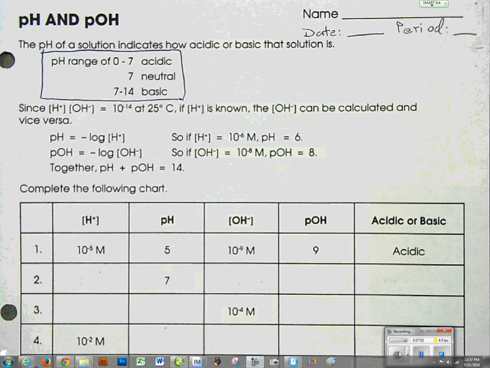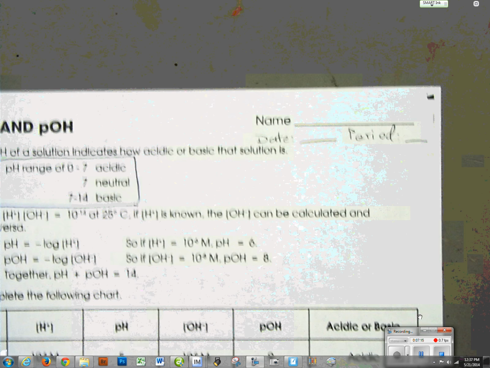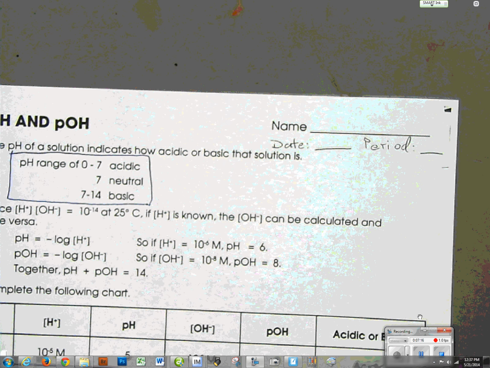I will show you in a second video how to do the pH and pOH conversions that we did on the worksheet, which you're looking at right now, both the front and the back. That's coming on the next video, and I hope you watch that one too.